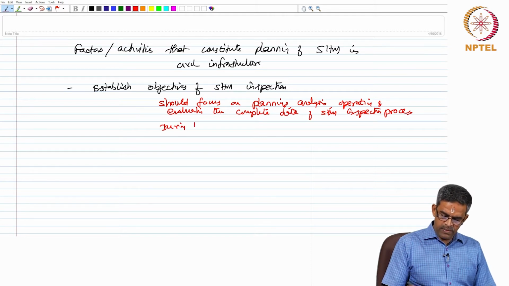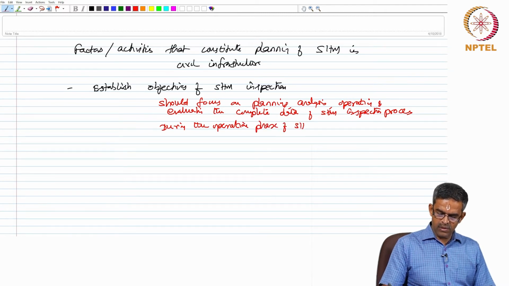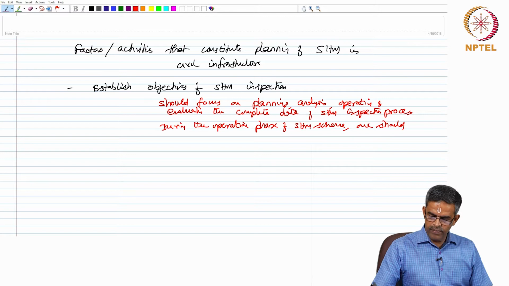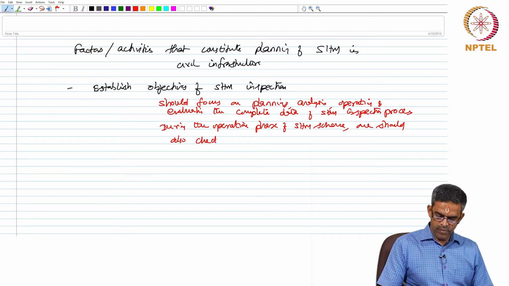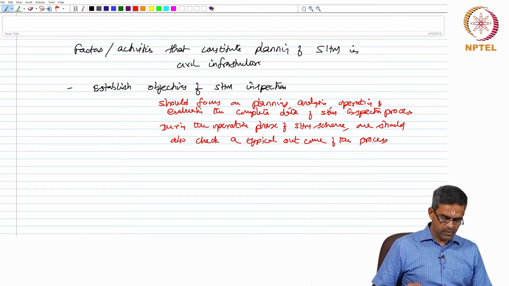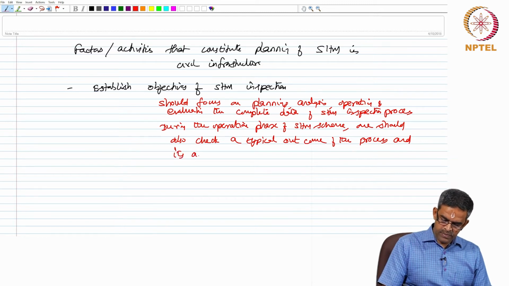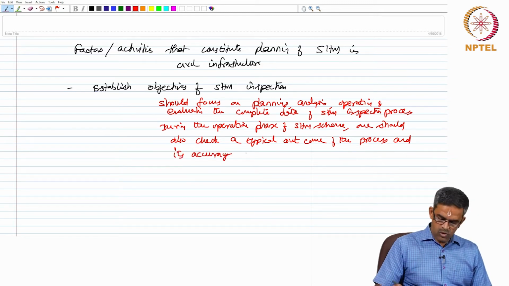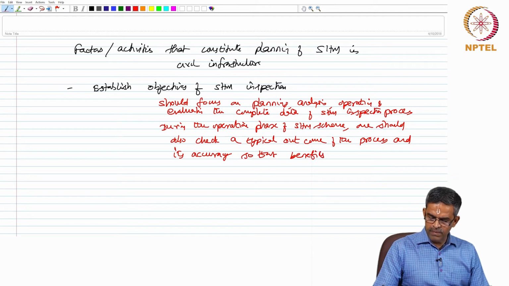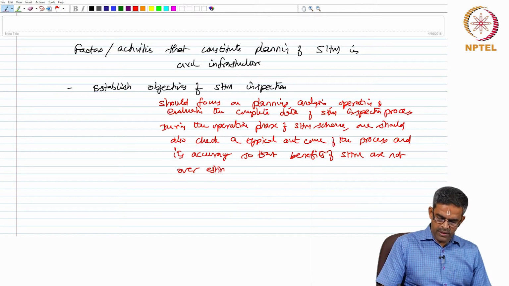During the operation phase of the structural health monitoring scheme, one should also check a typical outcome of the scheme or of the process and its accuracy, so that benefits of SHM are not overestimated.